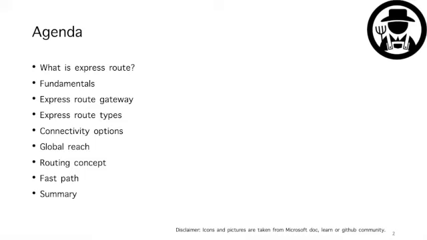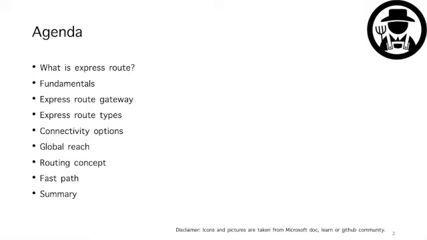So today's agenda is we're going to initially talk about what is ExpressRoute. We're going to look at some of the fundamentals. Then we'll look at the gateway types, and then the route types and what are the connectivity options in Azure ExpressRoute. And in the connectivity options, there are a couple I would like to go into a bit more detail, like Global Reach. And we'll talk about that.